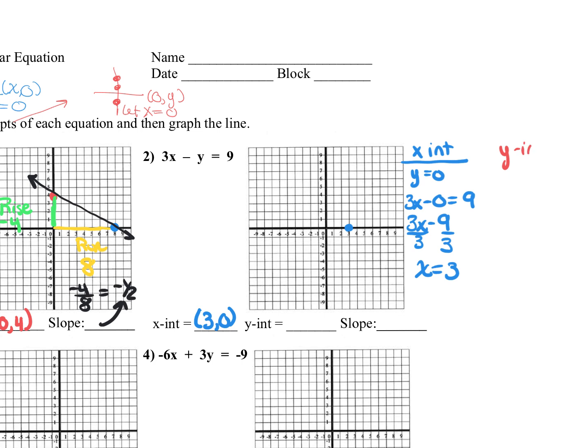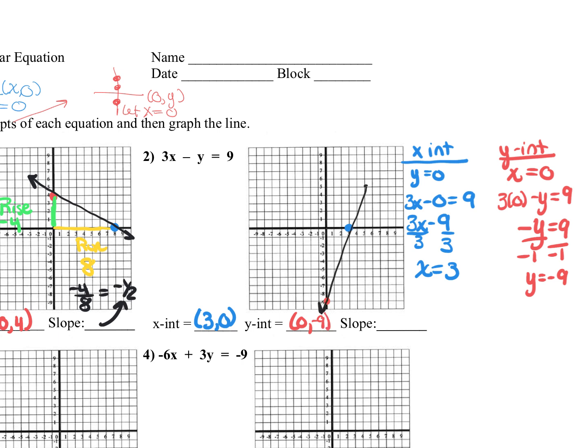My y-intercept. Find the y-intercept, you let x equal 0. So I'm going to have 3 times 0 minus y equals 9. 3 times 0 is 0. So don't drop the negative. I have negative y equals 9. And divide both sides by that negative 1. And you get y equals negative 9. 0, comma, negative 9. There's my dot. And now I can draw my line.